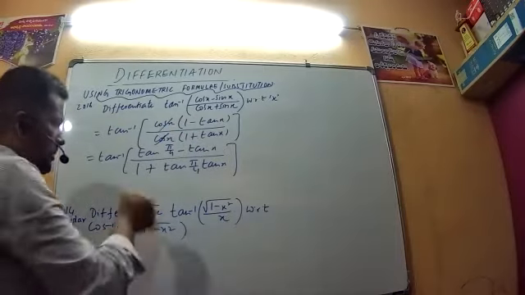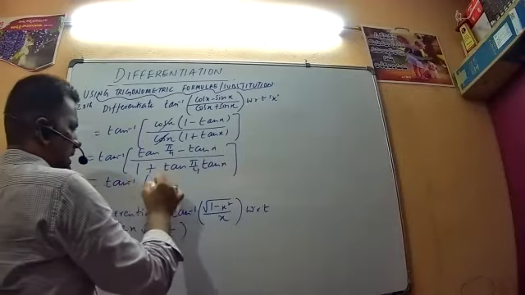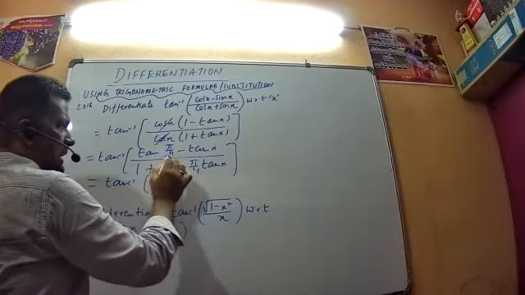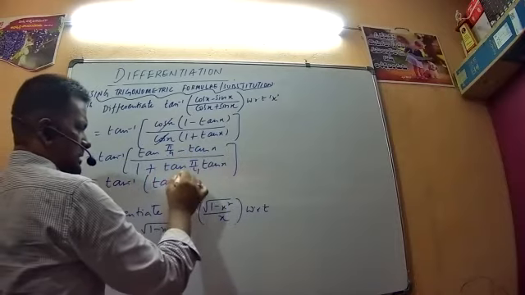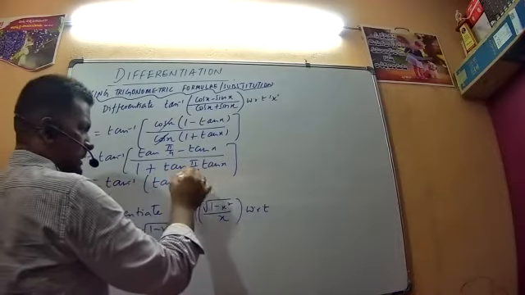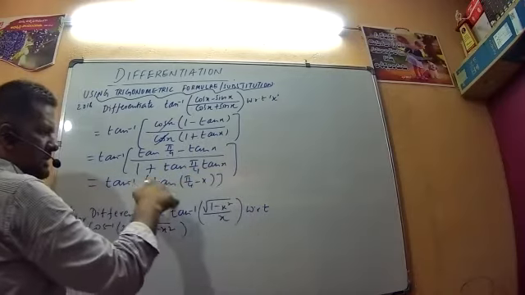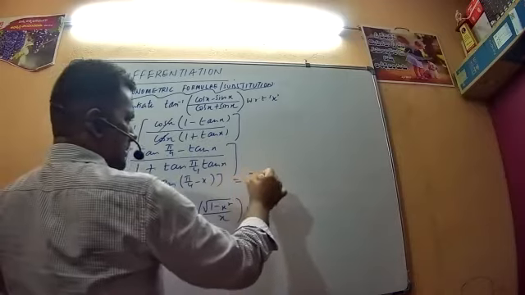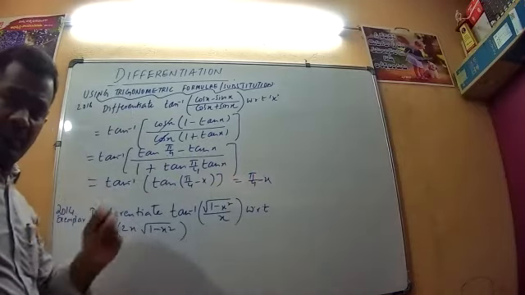That's it. Moving further, this will become tan inverse of tan of, this looks like tan A minus tan B by 1 plus tan A tan B, which is the formula of tan of A minus B. So A is pi by 4, B is x. So tan inverse tan, you're going to get finally pi by 4 minus x. This is the value of y.